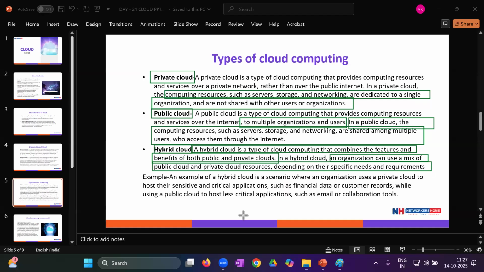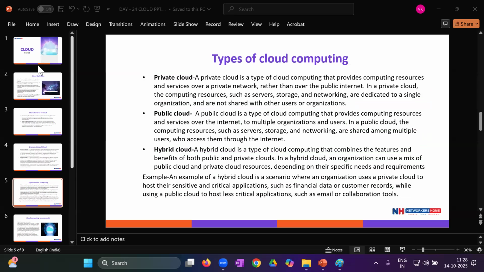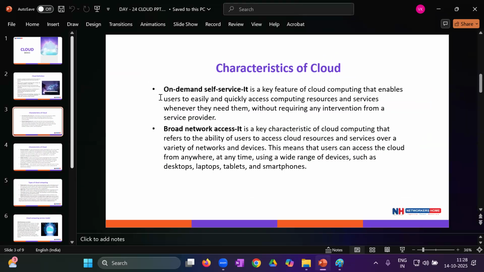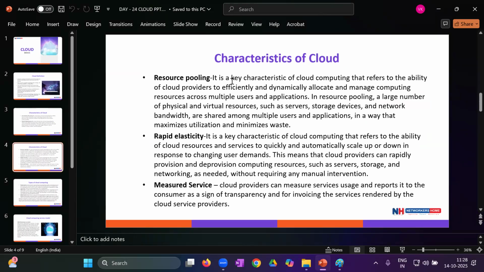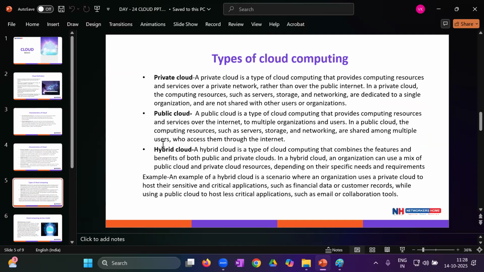Correct, no? So it says here that data such as financial data or customer records will be uploaded where? In the private cloud, or using a public cloud to host less critical applications such as email or any other collaboration tools. Fine. So first thing, what are the characteristics of the cloud? On-demand self-service, broad network access, resource pooling, rapid elasticity, measured service. Types: private, public, and hybrid.